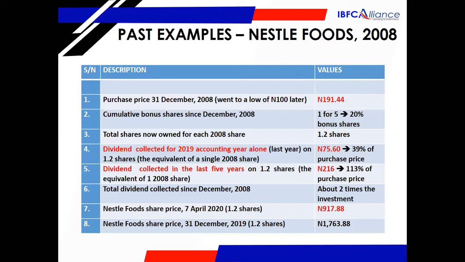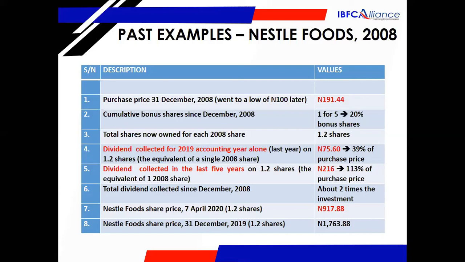The second point on my bullets is that between then and now, Nestle has issued bonus shares, that is 1 for 5, meaning 20%. What that simply means is that for every 1 share that was purchased in 2008, the investor now owns 1.2 shares.